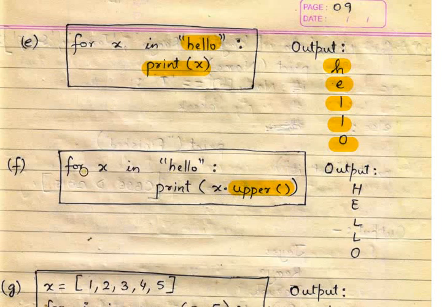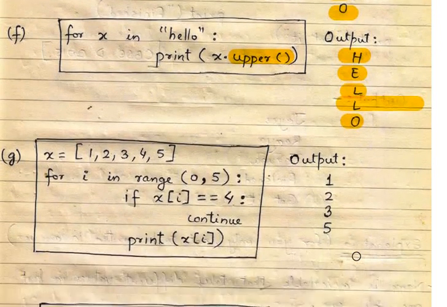You can see that this question and the previous question are the same to most of the extent, but we have to print the uppercase value of the character. So the output would be capital H, followed by capital E, followed by capital L, followed by capital L, and at last we will be having capital O.